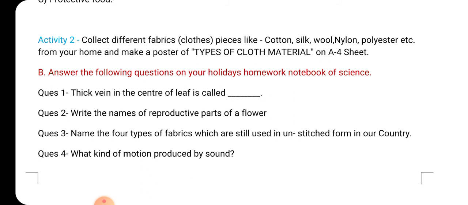Then you will paste them on an A4 sheet, and in the form of a poster you will show all the different types of fabrics along with labeling. You will label them, like this is cotton fabric, this is silk fabric, this is nylon fabric. And you have to write one characteristic also. Along with that, for every fabric, every fibre, you have to write one characteristic, that is, the main characteristic of each fibre.